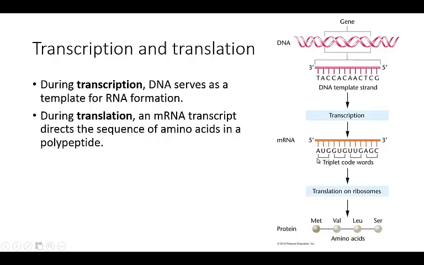We're going to talk more in a minute about what we're going to call codons. Codons are groups of 3 nucleotides that are read together. Later on, when we talk about chapter 14, we'll talk about translation. What happens during translation is that you have an mRNA transcript that is going to be directing the sequence of amino acids in your polypeptide. That translation will happen at ribosomes.